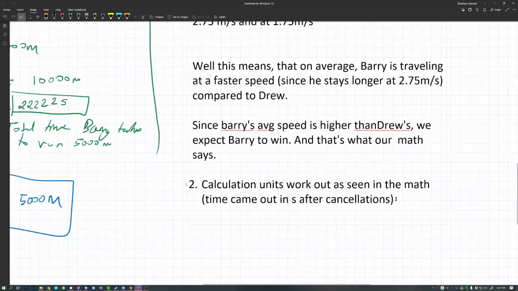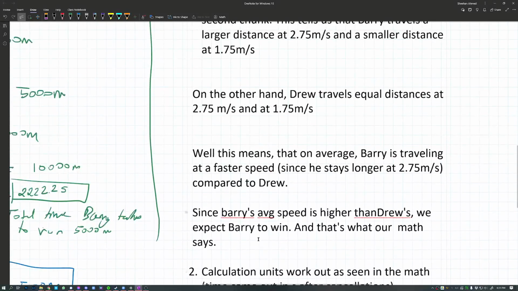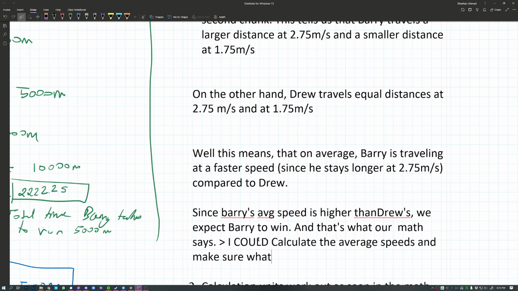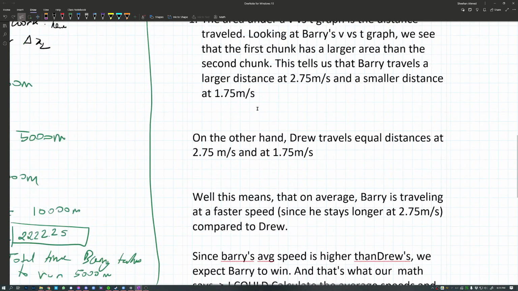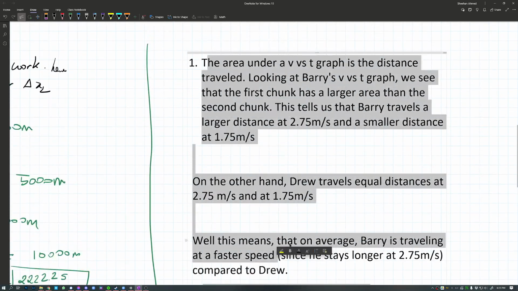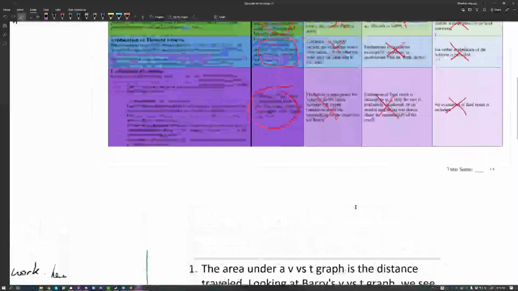How could I make it better? Well, I could calculate the average speeds and make sure what I'm saying is right. But I'll leave that as an exercise for you to do, or maybe I trust my ideas over here and I think it's clear enough.